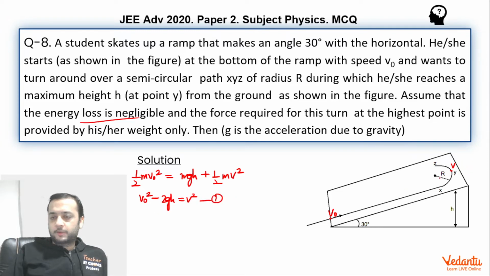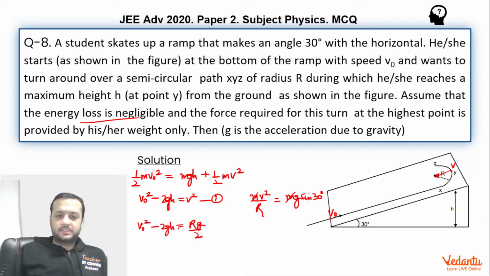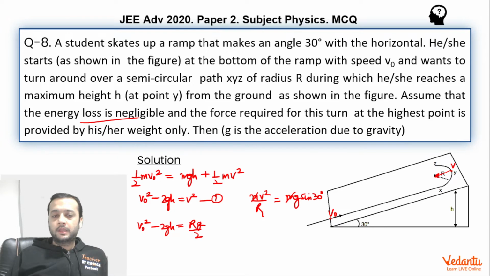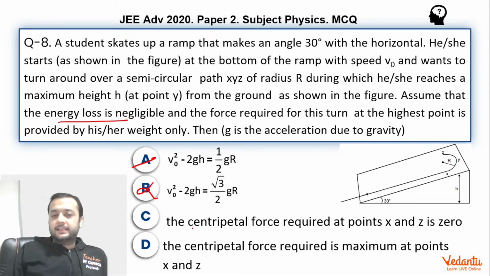Now we can write the force equation at the top point. The centripetal force m v squared by r, where r is the radius of curvature, should be equal to mg sin 30, because only gravity along this direction is going to provide the centripetal force. So m will cancel out, and from here v squared becomes rg by 2. If you put the value of v squared here, we get option A, and hence option B was wrong.